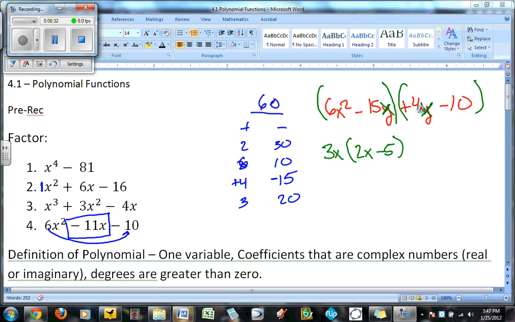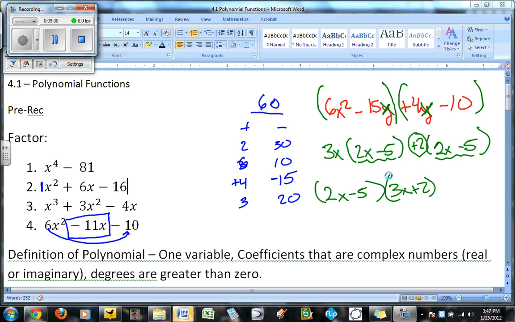And what can I pull out of here? Well, I can pull a 2 out of here, so I'm going to pull a positive 2, and this becomes 2x minus 5. The key to this is you have to pull out the number that's going to make these two guys be the same. Since these two are the same, we can pull the 2x minus 5 out of the equation and write that in parentheses, and then we can rewrite what's left in parentheses, so 3x plus 2.